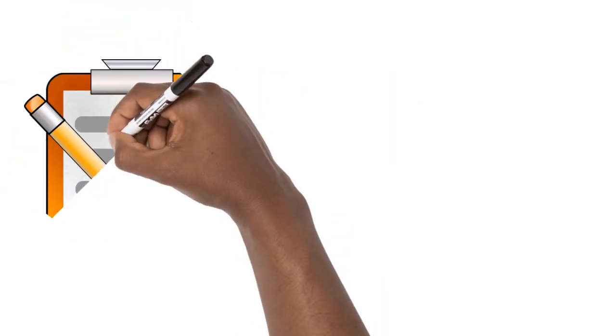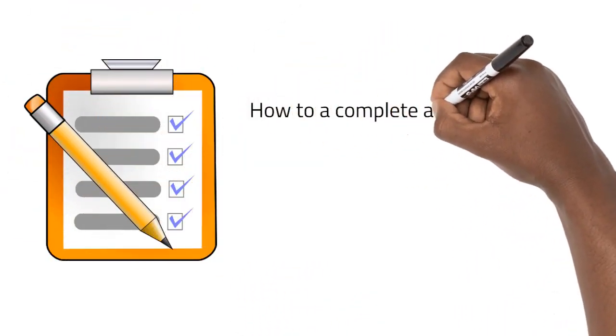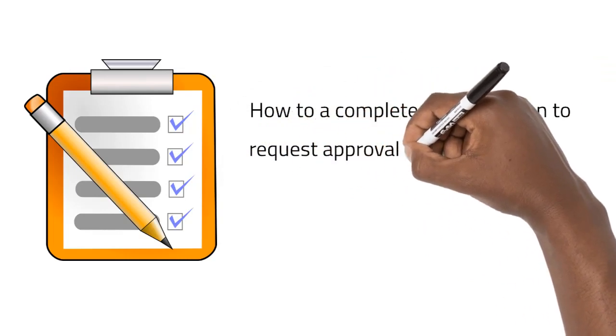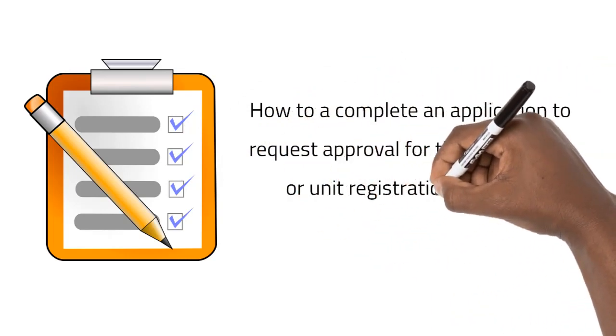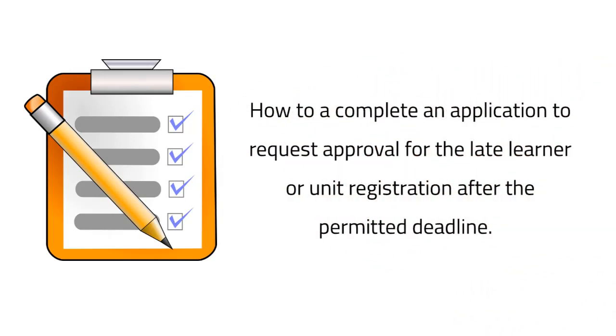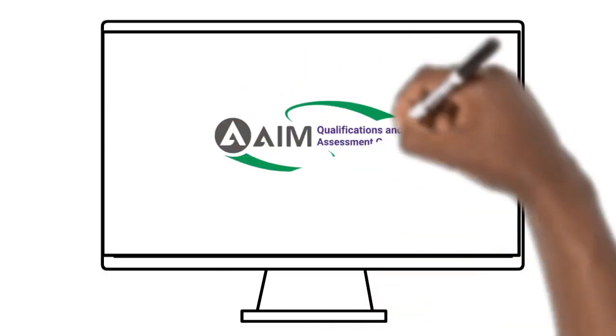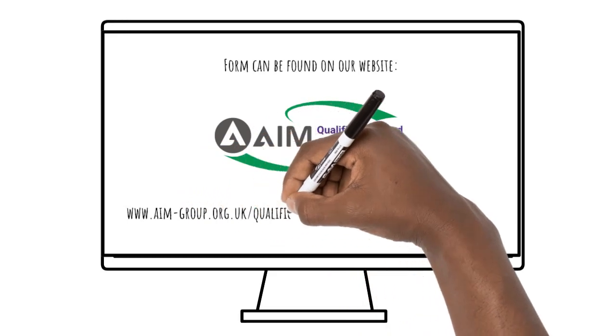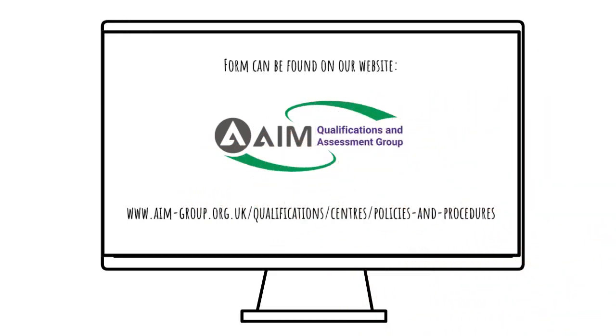In this video we'll show you how to complete an application to request approval for the late learner or unit registration after the permitted deadline. The form itself can be found on our website at www.aimgroup.org.uk/qualifications/centres/policies and procedures.